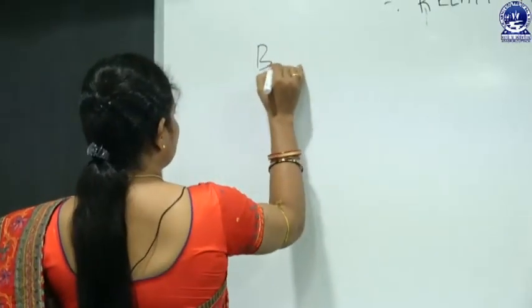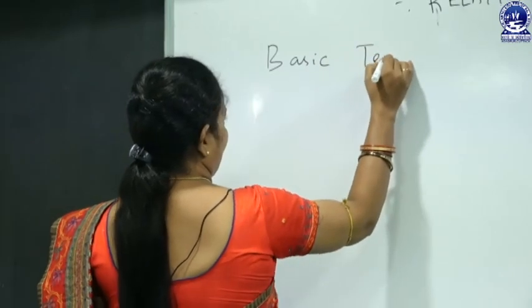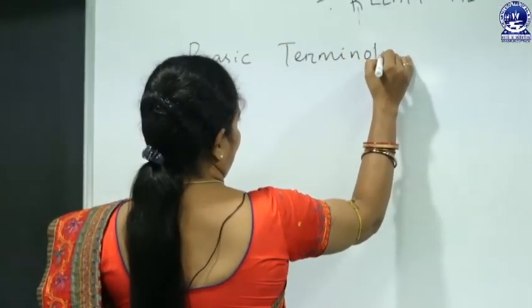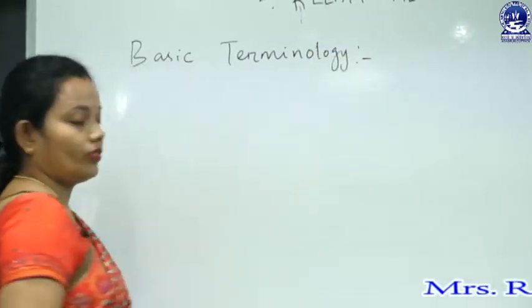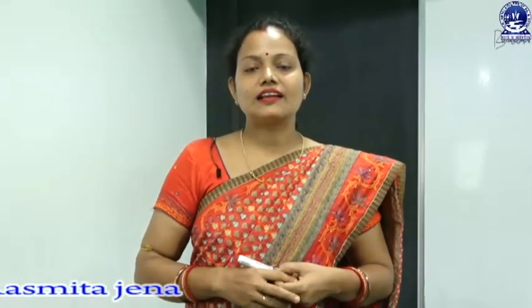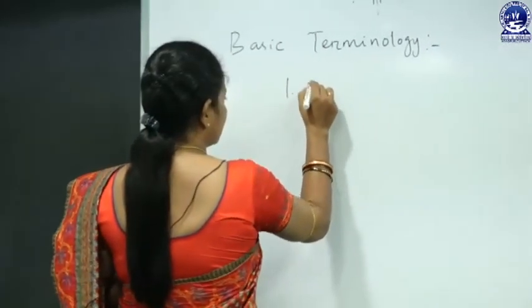So, let us discuss first some basic terminology of relational data model concept. Relational data model is the model in which data are arranged in a table format. The basic terminology for relational data model is relation. In a relation, data are arranged in a table format, that is in row and column format. So, first basic terminology is relation.